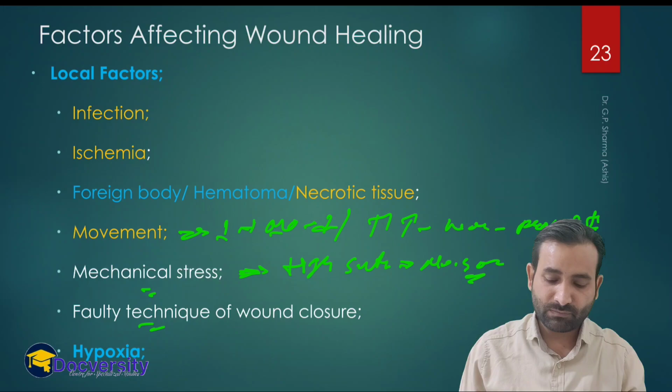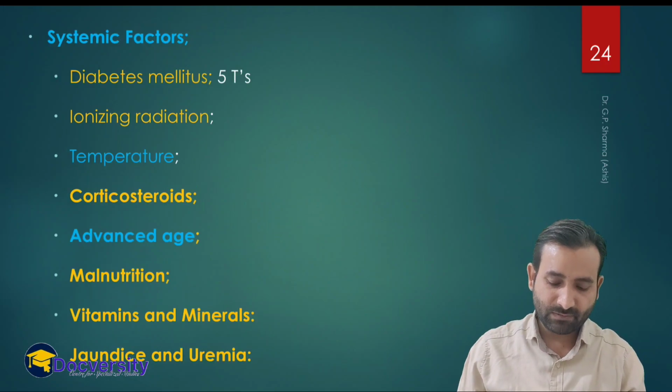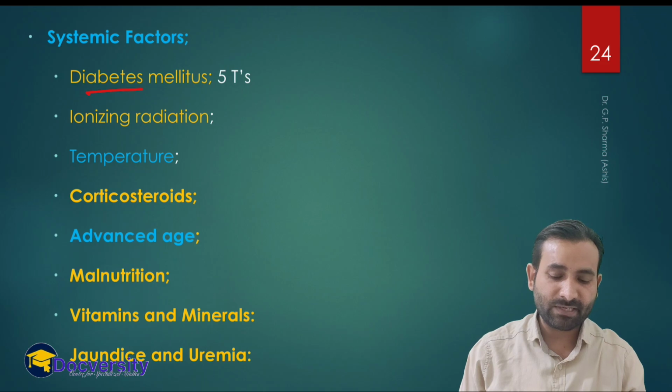Similarly, the faulty technique of wound closure: if the wound closure is too tight, then there will be necrosis. Loose, then there will be infections. Hypoxia we discussed already. And systemic factors we have, like diabetes mellitus. Diabetes mellitus develops the 5Ts. 5Ts means what? It will produce tissue hypoxia because of atherosclerosis. Similarly, it increases the thickness of the basement membrane of the capillaries, so that the perfusion will be less.